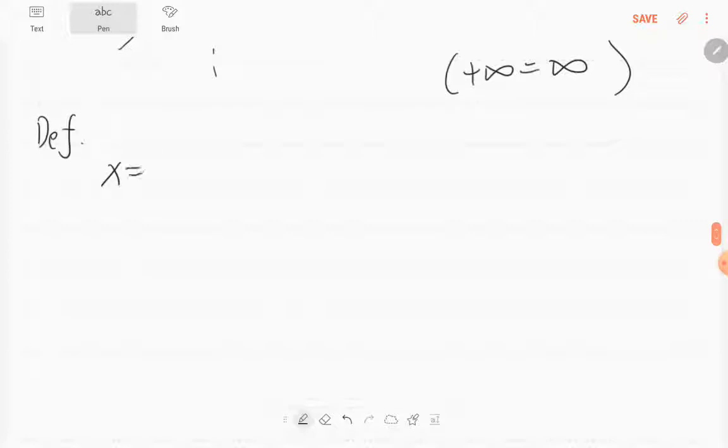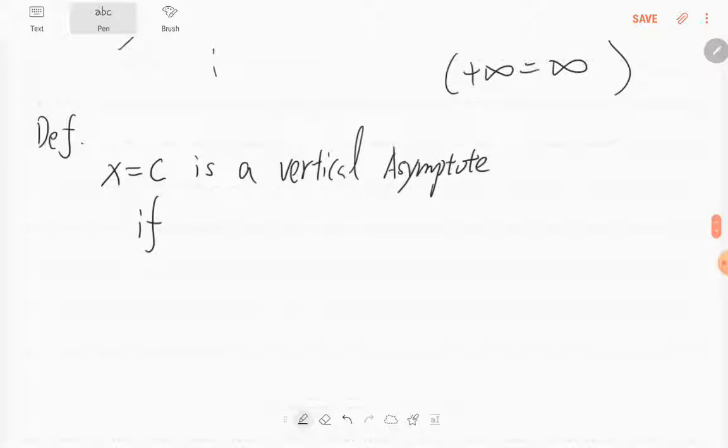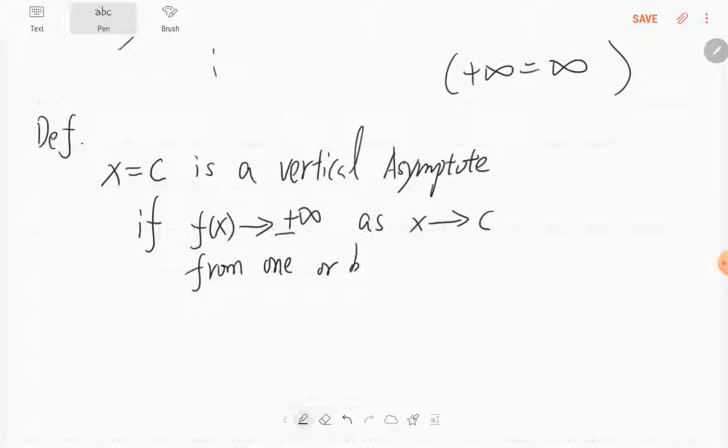So we say x equals c is called a vertical asymptote if f of x approaches positive infinity or negative infinity as x approaches c from one or both sides. Okay, so this is the definition.